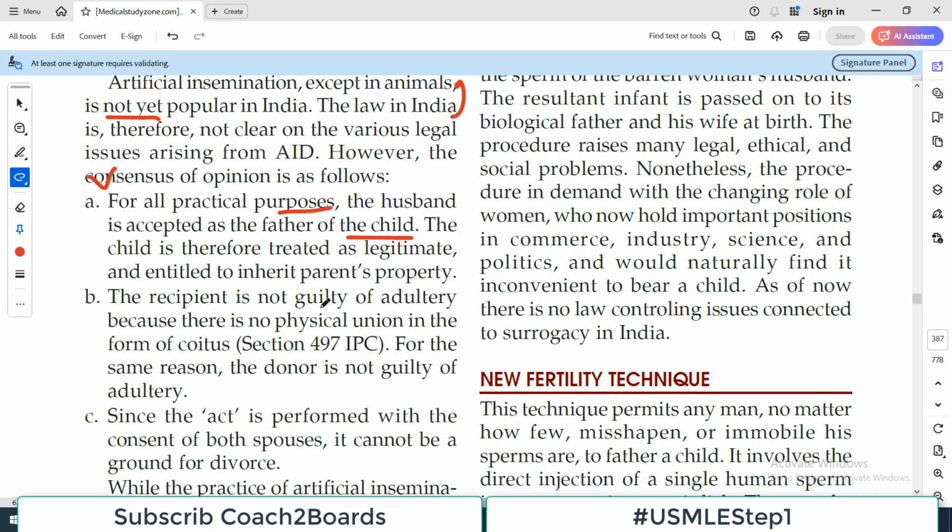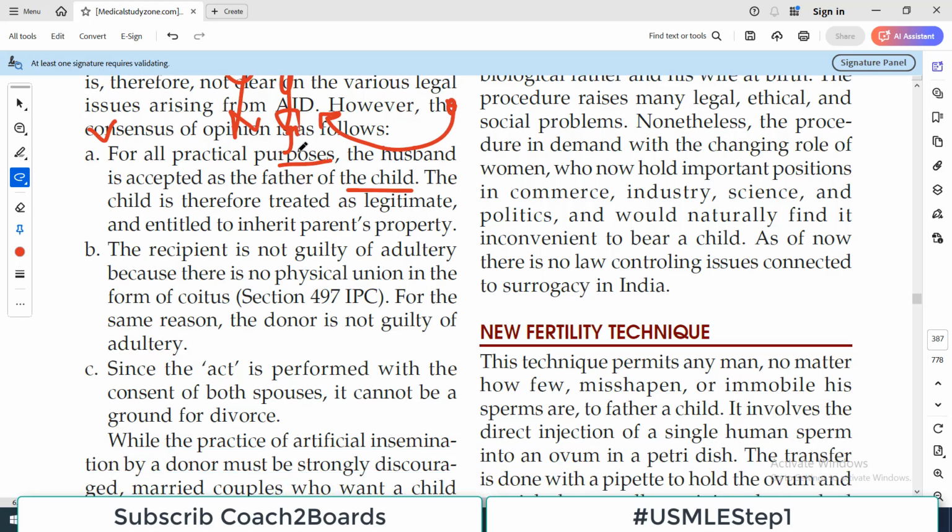The recipient is not guilty of adultery because there is no physical union from the coitus. Yani if this is husband, this is wife and somebody else's sperm gets in there, to husband wife par adultery ka ilzam nahi laga sakta kyunki koi physical intimacy nahi hui hai, sirf sperm ko artificially transmit kiya gaya hai female body ke andar, right?